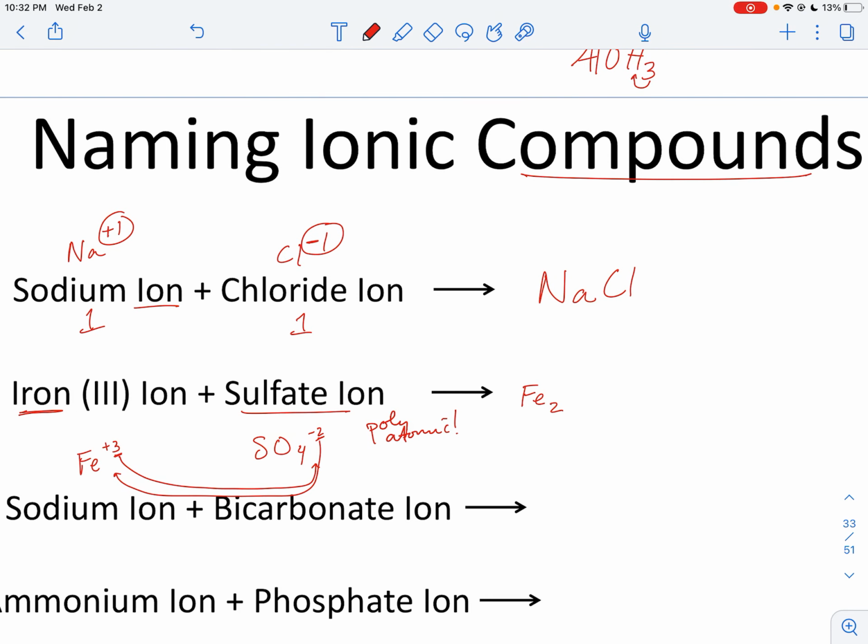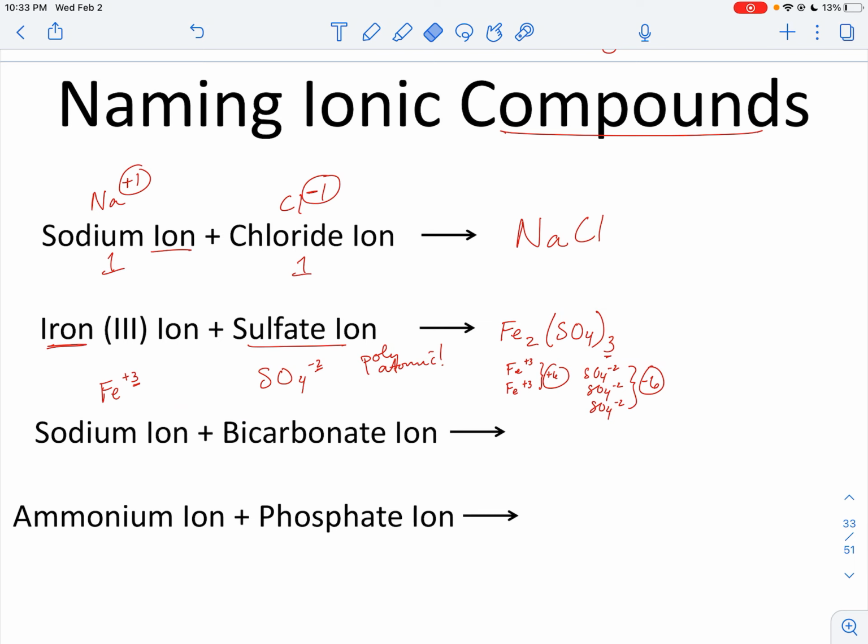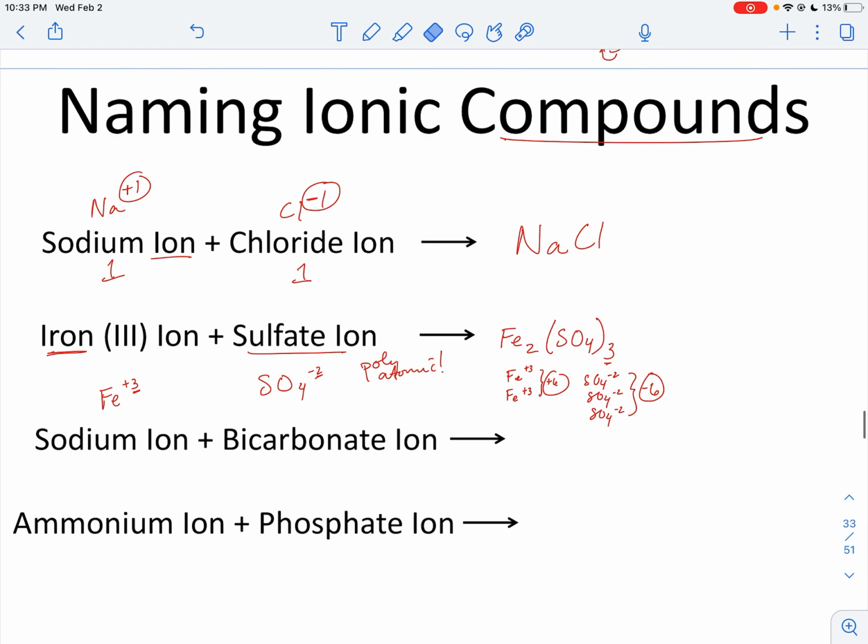Sulfate, I've got 3 of these. So I've got SO4, SO4, SO4, each one having a -2. And that adds up to -6 total. And +6 and -6 cancel, add up to 0. So that is a neutral unit overall. Okay? All right. We'll keep going. I'm going to erase so I have some space here.